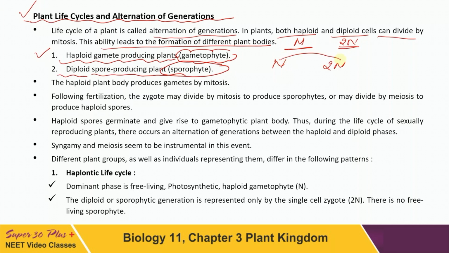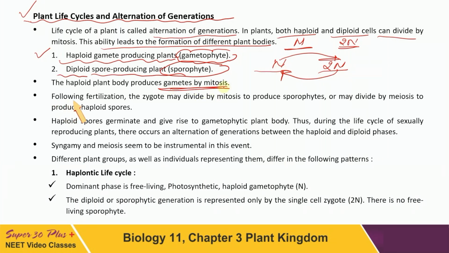N will develop into 2N and 2N will give rise to N. So there is alternation of generation. The gametophytic stage will give the sporophytic stage, and the sporophytic stage gives the gametophytic one. That is known as alternation of generation. The haploid plant body produces gametes by mitosis.